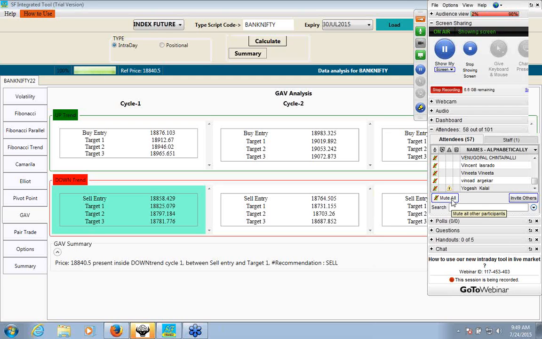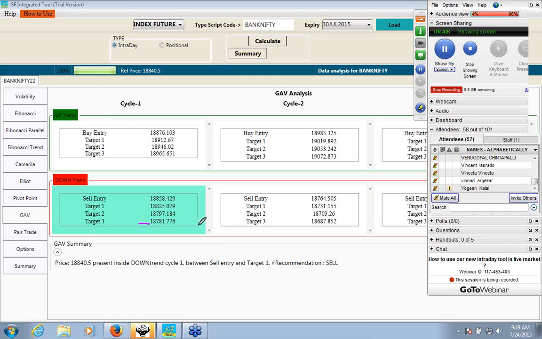Once one trade ends, suppose you can say in this bank nifty study what I have shown you, suppose it is coming here to 18,781, whether the price will stop there, it will not fall further, it will just stop there.